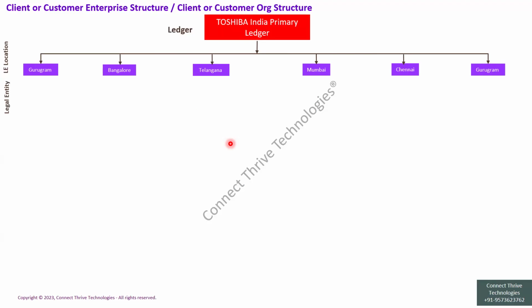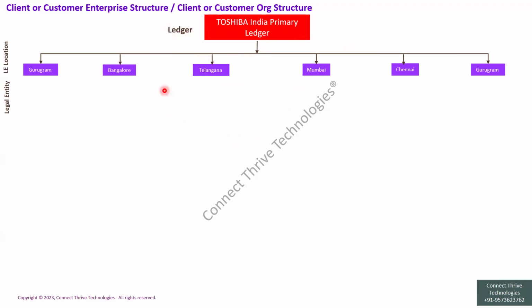In this case their requirement is, whenever they are doing business in India, they want to maintain a single book, one primary ledger, related to Toshiba India Private Limited. So we will create the Toshiba India Primary Ledger. They have operations in India, so per country they will follow one primary ledger. That is the reason why we can create the Toshiba India Primary Ledger.